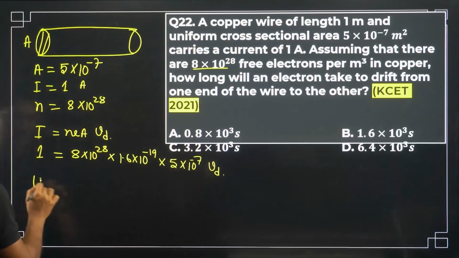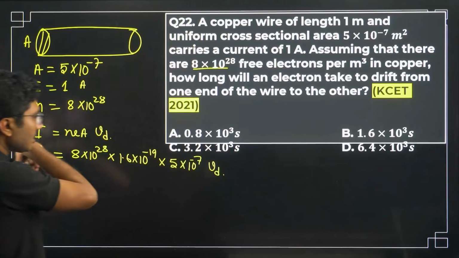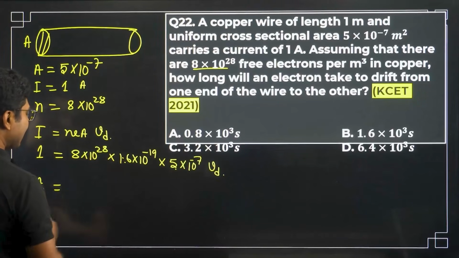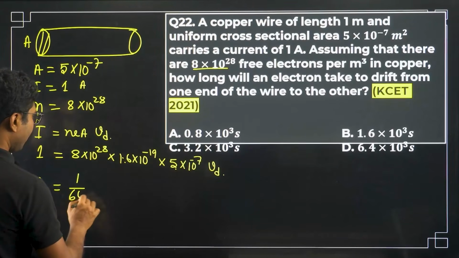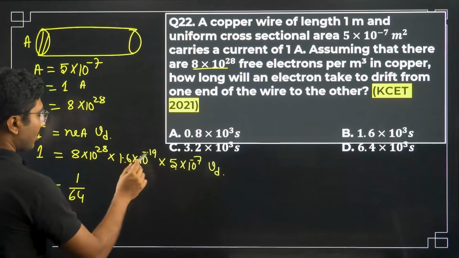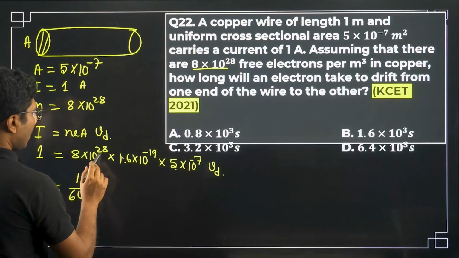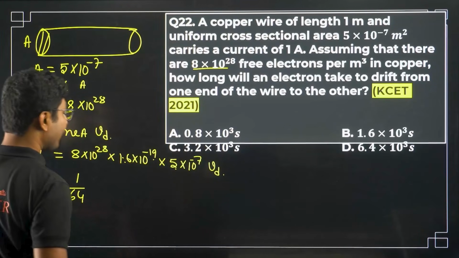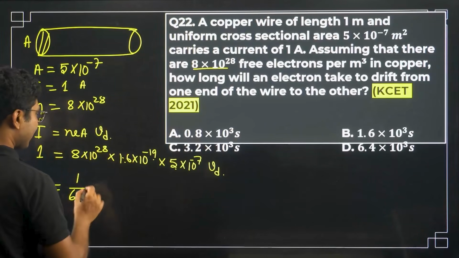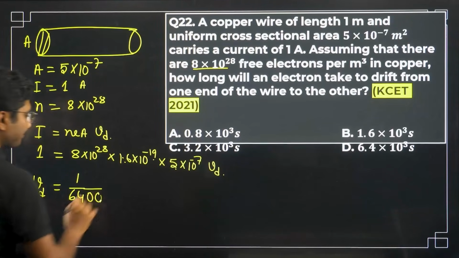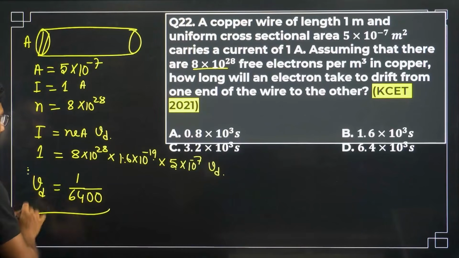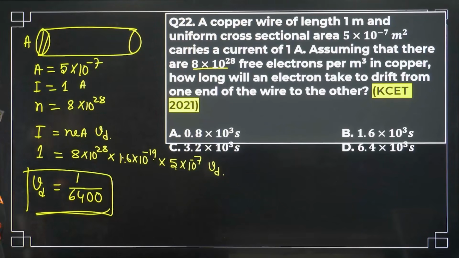Okay, so Vd will be equal to 1 by... 5 into 1.6 is 8, 8 into 8 is 64, so 1 by 64, 10 to the power of minus 19 minus 7 is minus 26, minus 26 plus 28 is 10 to the power of 2. So Vd will be equal to 1 by 6400. Everything will come to this side and it will be 6400.